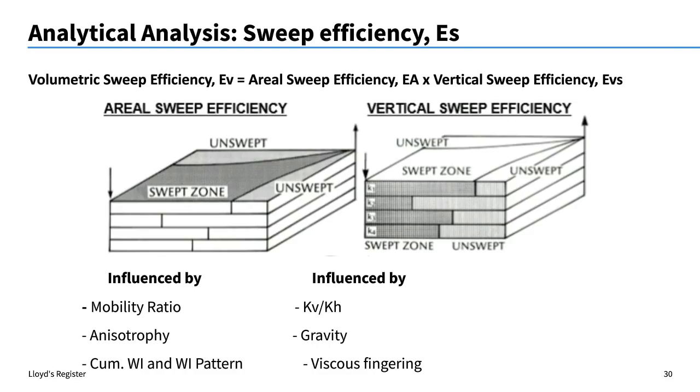Vertical sweep, in a sense, as we mentioned, is very much in the vertical domain, and it's KV/KH. For those of you who aren't aware of that and are not reservoir engineers, KV is simply vertical permeability, and KH is simply horizontal permeability. So it's a ratio between the permeability in the horizontal and the vertical direction. So in a sense, the right-hand diagram there is showing basically a product of the variation within the layer ratios in terms of KV/KH. Gravity also, in a vertical sense, because you are moving between different layers, plays a part. And also viscous fingering, which is determined by the actual layer properties.